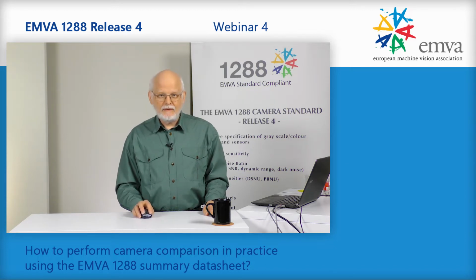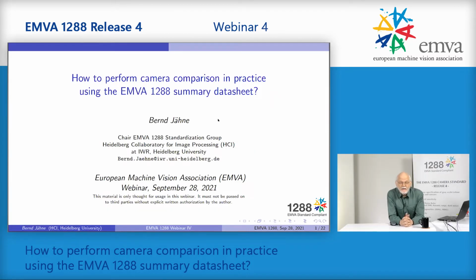That means what we are trying to do is to really now use the data sheet. I will explain now the EMVA 1288 summary data sheet, in which all the figures we have learned about are summarized, which helps you for an easy camera comparison. And I will, of course, also use the knowledge we discussed yesterday about the applications.